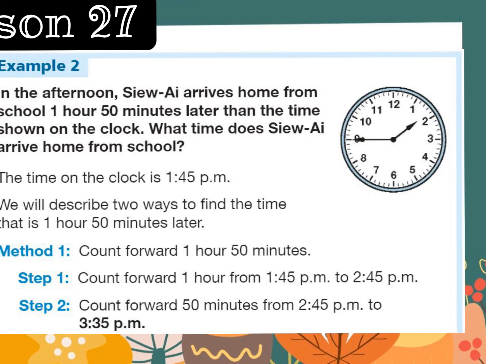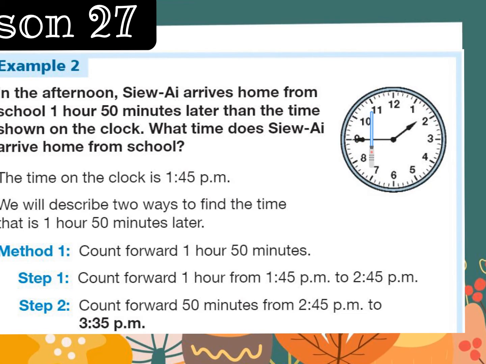So this is where the elapsed time comes in. The time on the clock is 1:45 right now. We will describe 2 ways to find the time that is an hour and 50 minutes later. First, you can count forward 1 hour and 50 minutes. So if I count forward 1 hour from 1:45, what time would that be? 2:45. Plus 50 more minutes. So I would have to do 50 minutes from 2:45.